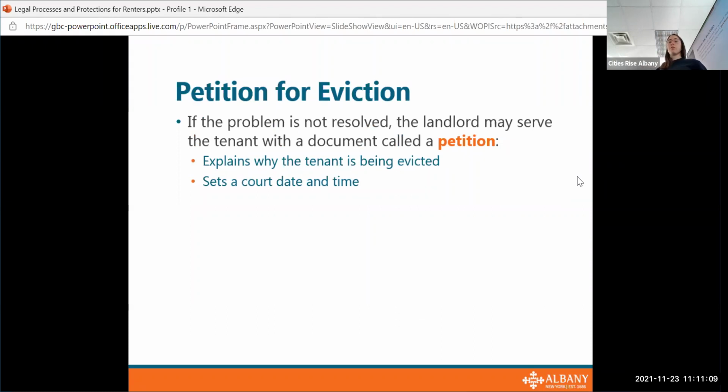The next step would be for your landlord to actually go to the court and file what's called a petition for eviction. They would then have to serve you, the tenant, with a copy of that petition. The petition for eviction explains what the eviction is for, and it also sets a date and time for a court appearance.